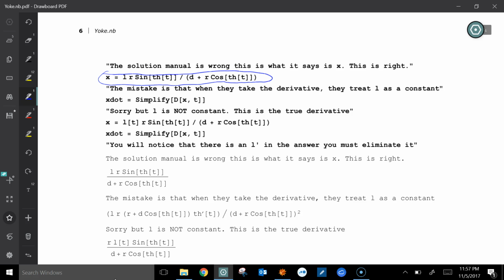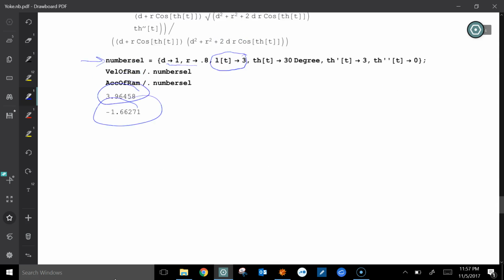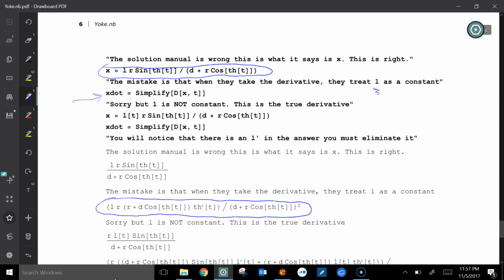But then, in order to find the velocity, whoever did the solution manual takes a derivative of this. I don't have a problem with that. When you take the derivative, they treat the L as a constant. If you do that, just like I'm doing here, you tell Mathematica to take the derivative for me. And down here, here's the mistake. Here's when you take the derivative treating L as a constant, this is what you end up with, which is a nice little simple formula compared to what I'm getting up here, oh my goodness.